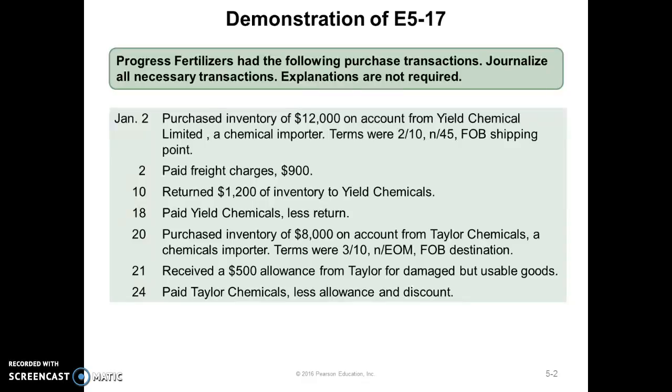We received a $500 allowance from Taylor for damaged but usable goods. So they're giving us an allowance because some of the goods weren't too good. So that's $500 less that we have to pay. And then we paid Taylor Chemicals less the allowance and discount on January 24th.